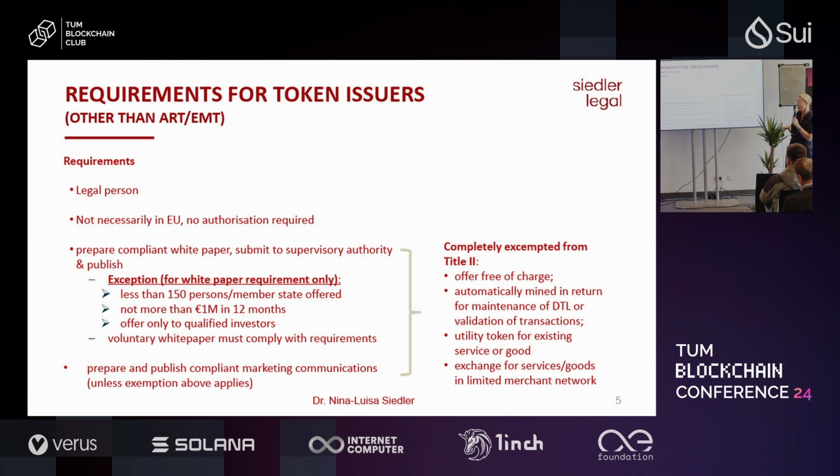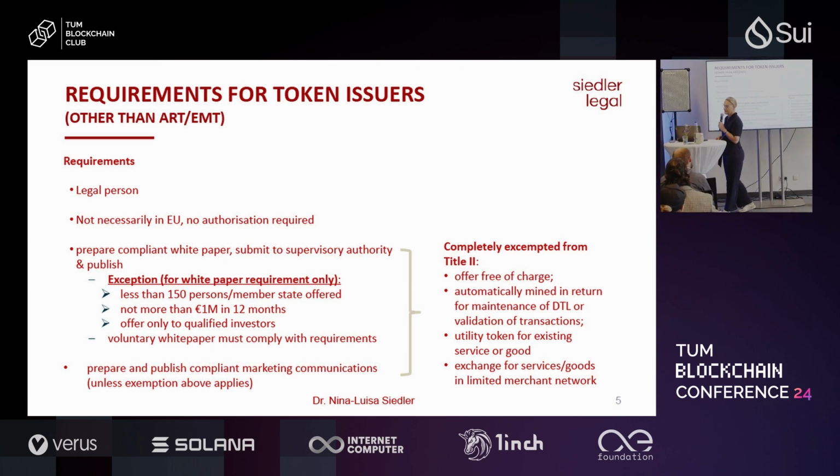Then the stuff that is automatically mined as a reward for the maintenance of the DLT, that is basically Bitcoin and Ether that is newly created by the system for those node providers, right? So that is also out of scope of MiCAR. And then, as I mentioned, utility tokens for existing services and goods are out. And also these limited merchant networks, we know this exemption from the e-money directive. There is a similar one there, but that rarely applies in our cases. So those cases are completely out of the scope of Title II of MiCAR and not only exempt from the white paper requirements.